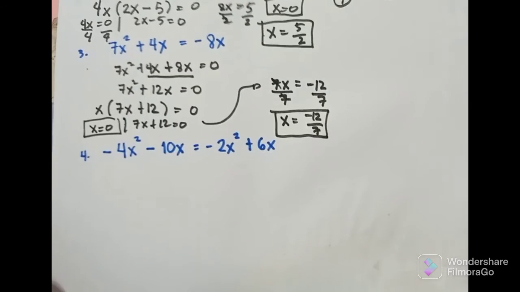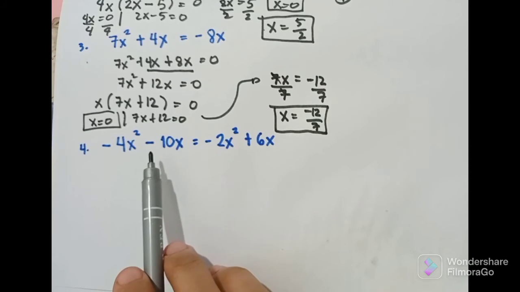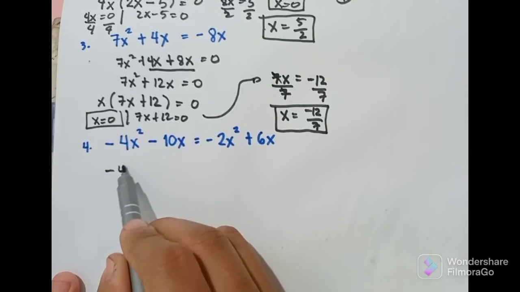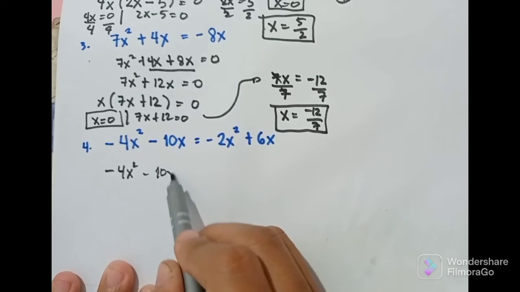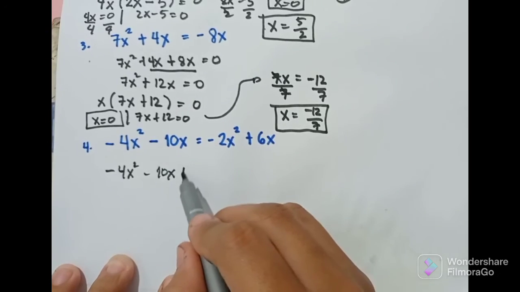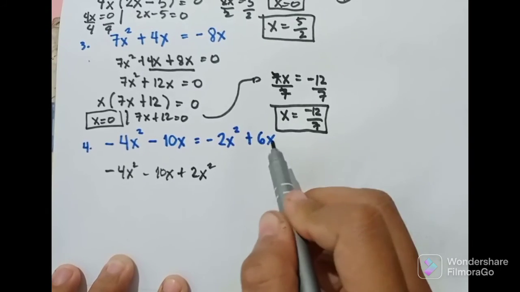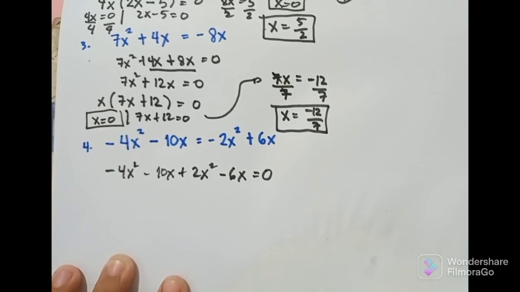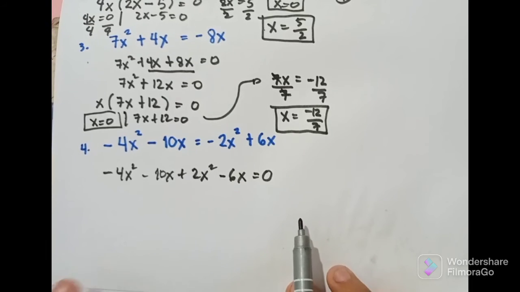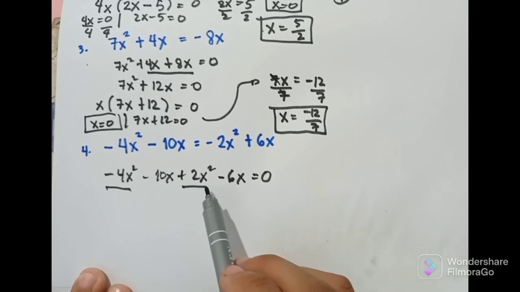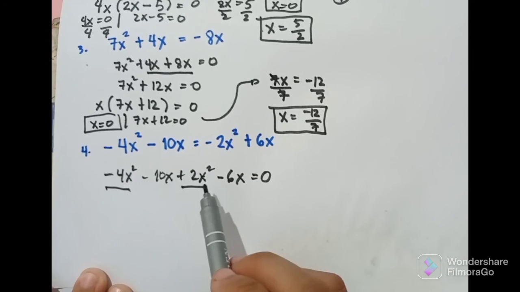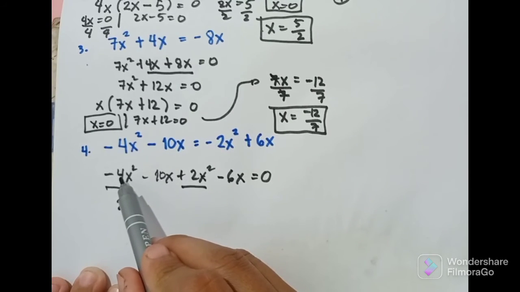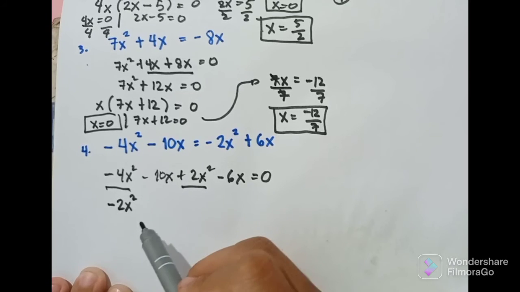Okay, last. So, we have here negative 4x squared minus 10x is equal to negative 2x squared plus 6x. So, lipat natin lahat. So, magiging negative 4x squared minus 10x. So, negative 2 pag nilipat magiging plus 2x squared. Si 6x pag nilipat ay magiging negative 6x is equal to 0. So, pag samasamahin natin yung like signs. So, si negative 4x squared plus 2x squared, so magkaiba ng sign, we're gonna subtract. 4 minus 2, that is 2, x squared, but si 4 is greater than 2, at ang sign ni 4 ay negative, so your answer will be negative 2x squared.